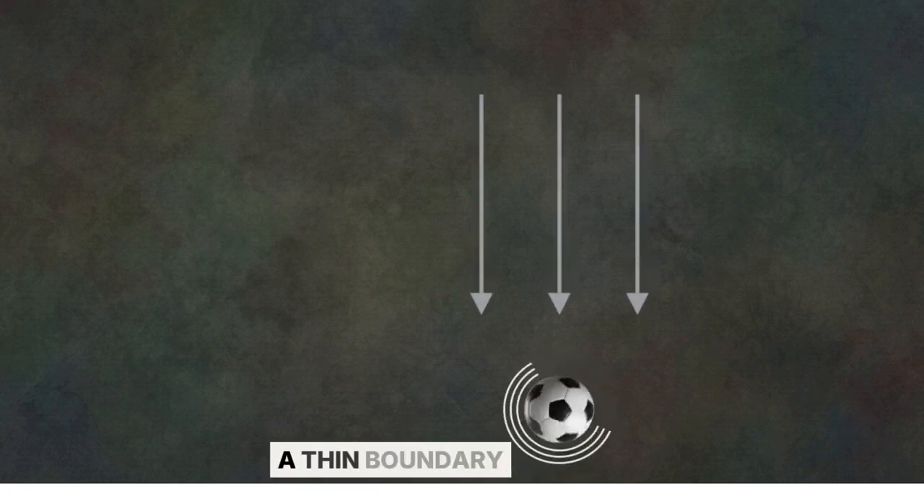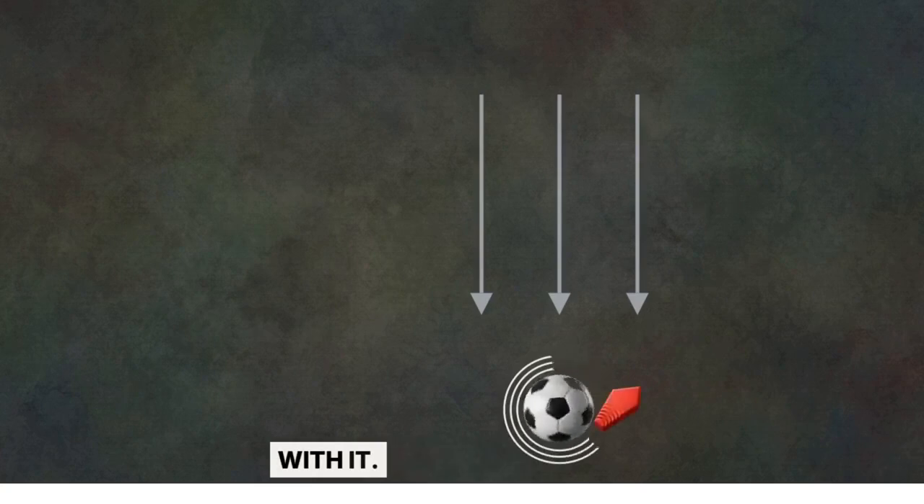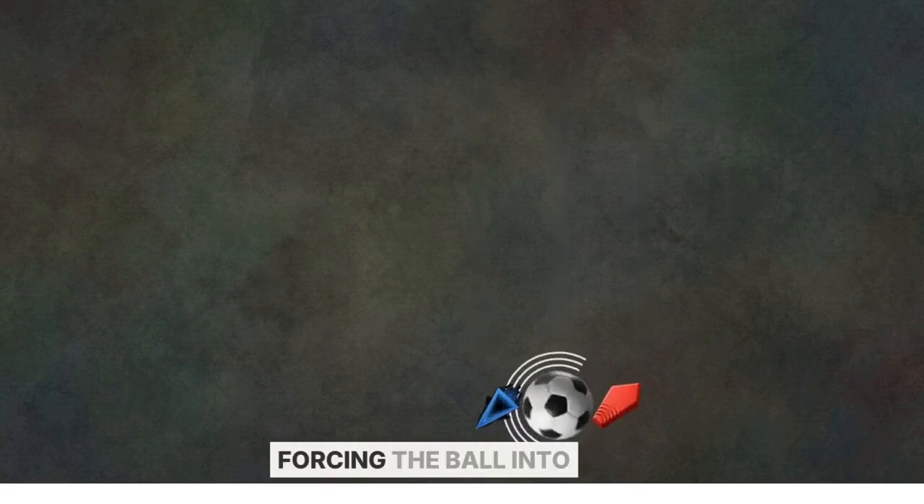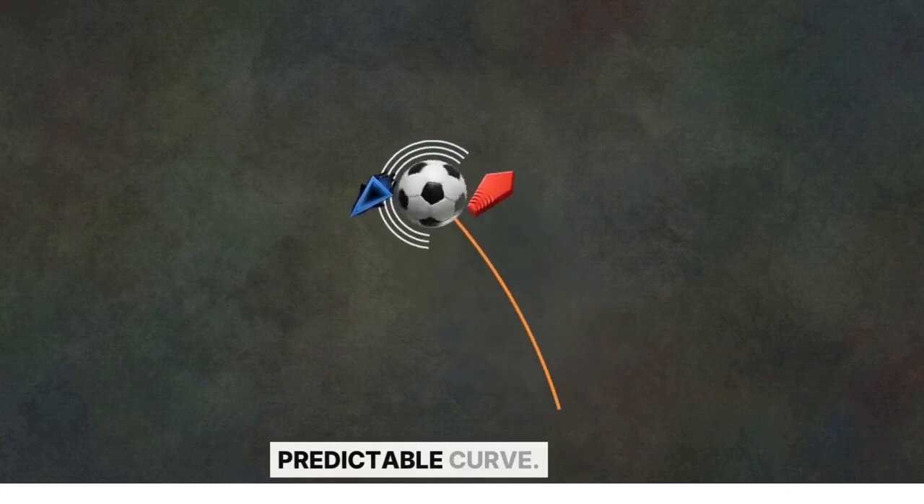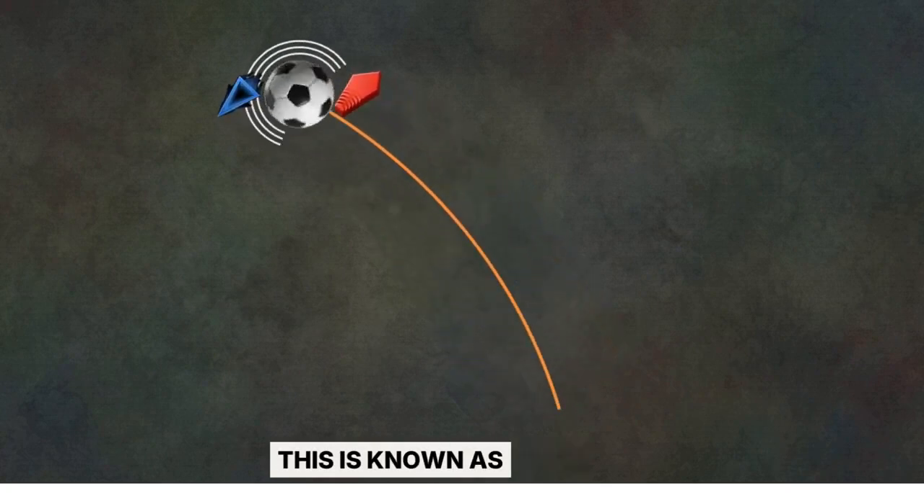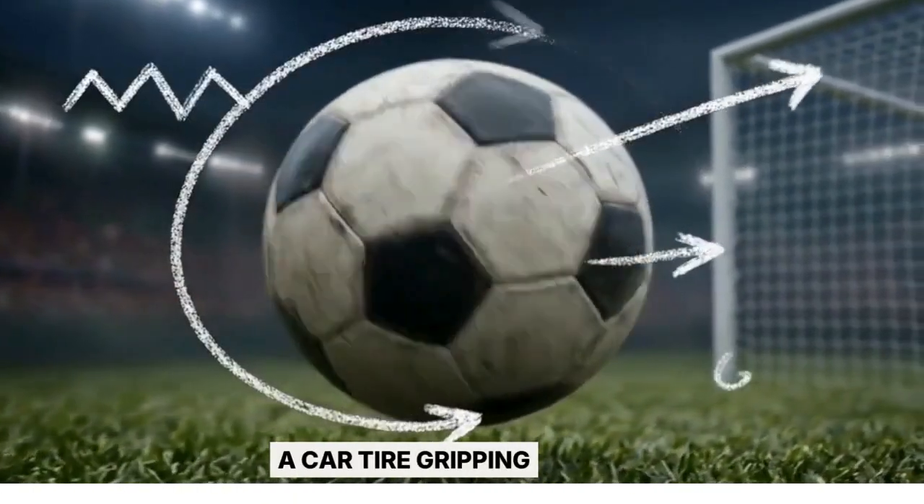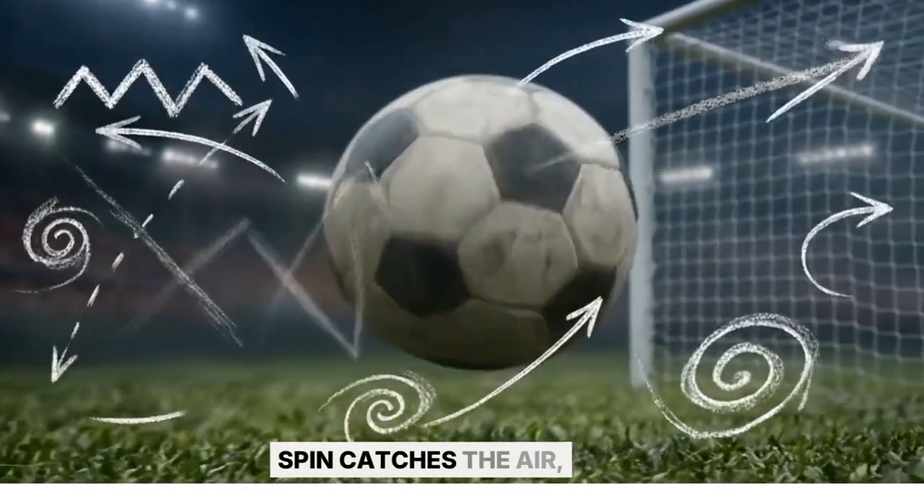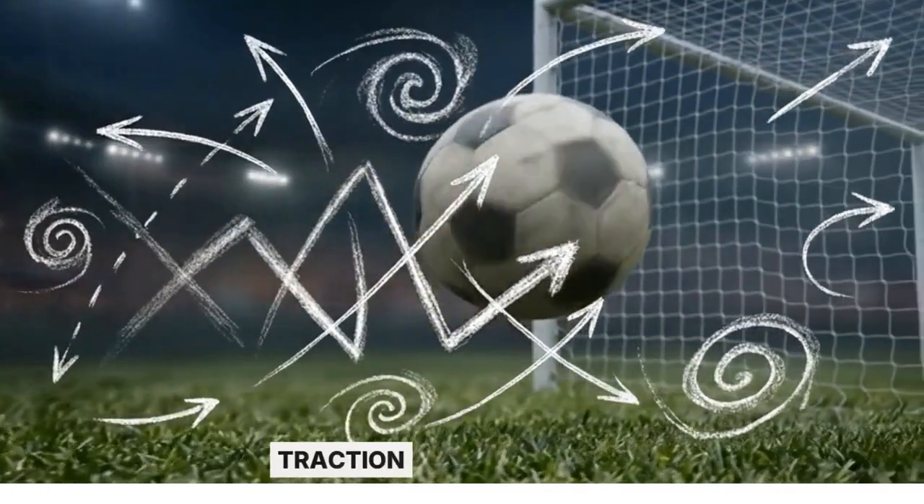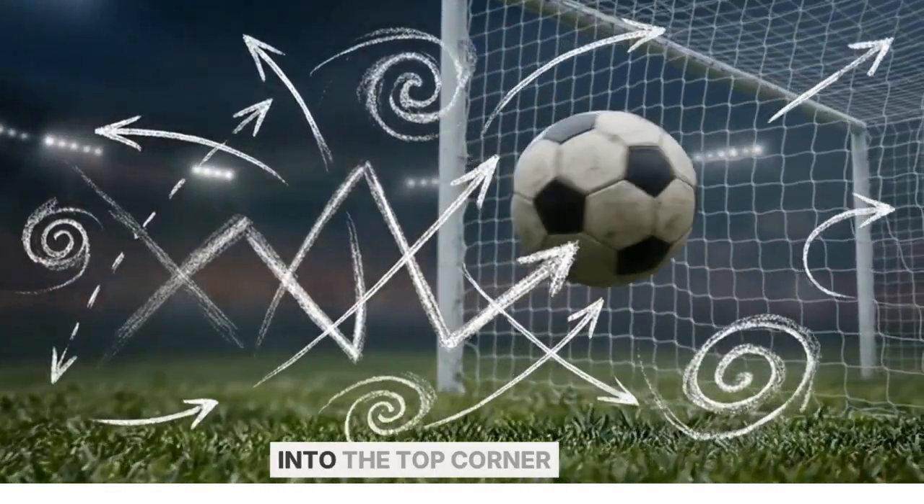This chart shows how a normal curving free kick works. When a player strikes the ball with spin, the rotating surface drags a thin boundary layer of air around with it. This creates high pressure on one side and low pressure on the other, forcing the ball into a smooth, predictable curve. This is known as the Magnus Effect. You can think of this spinning motion like a car tire gripping the asphalt. The spin catches the air, giving the ball the necessary traction to steer itself cleanly into the top corner of the net.